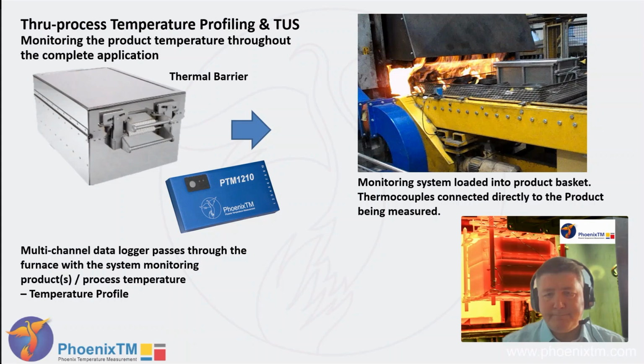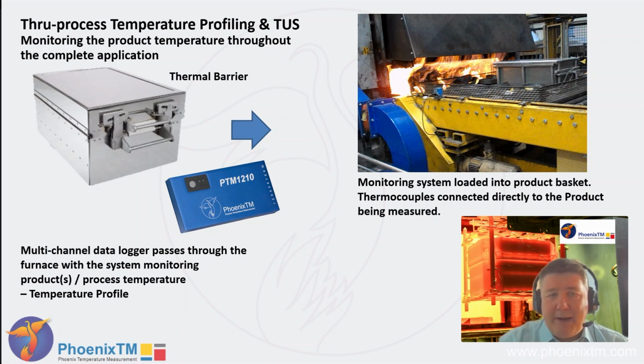If we first talk about through-process temperature profiling, this is where we're looking at measuring the product temperature as it travels through the furnace. So this is generally either raw material or even the finished product. And we're making sure that we know the exact temperature of that product in all stages of the furnace.